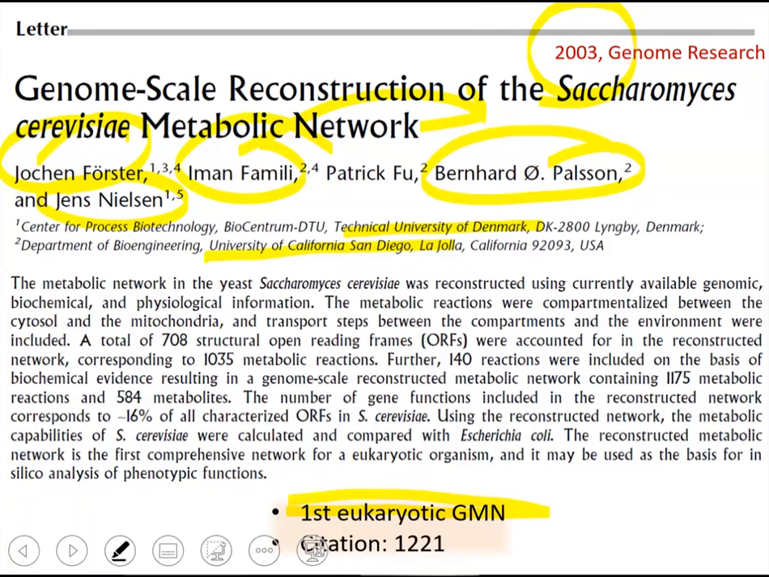the molecular details of Escherichia coli are much more simple. There are no compartments in Escherichia coli, no mitochondria, etc. So it was more challenging to come up with a metabolic network of a eukaryote. You have these compartments, mitochondria, nucleus, etc.